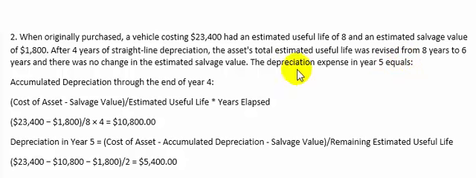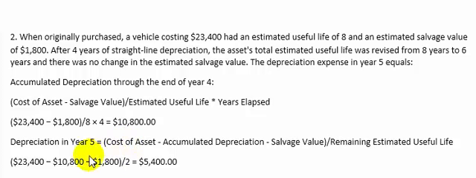So here's what we want to do. The cost of the asset, which was $23,400, minus the salvage value of $1,800, that amount is then divided by 8 years times the 4 years that have already gone by. And that means that we have depreciated $10,800.